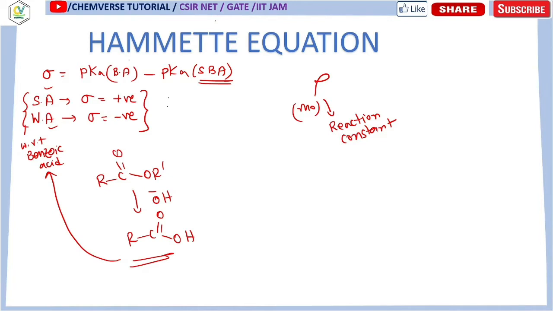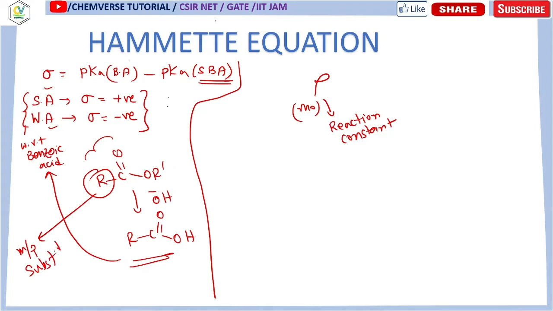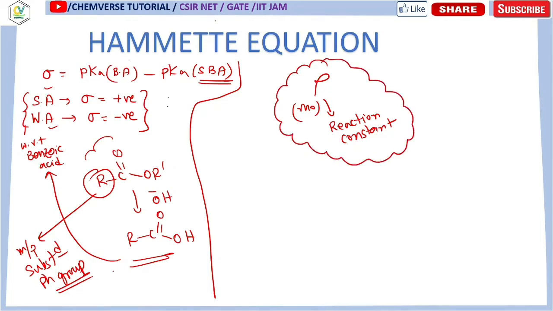And also I said that meta and para substituted aromatic esters are the perfect candidates to study the Hammett equation. For ortho substituted esters and aliphatic esters, we cannot apply the Hammett equation. So over here this R is basically a meta or para substituted phenyl group. So you can see over here that this is the significance of the Hammett equation, and this is a perfect substrate. Now the point is that we can apply this rho, which is basically the reaction constant, to any reaction. So this was a trial and error.